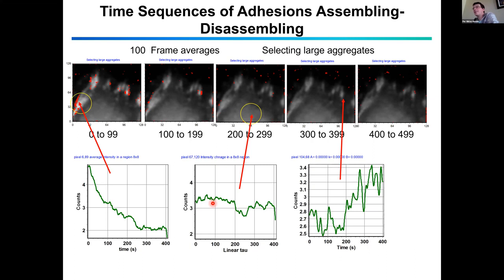If you look at other adhesions, you see that later during the acquisition of the image series, the intensity increased, and you can also see in the chunk of frames 400 to 500 that there are some small spots highlighted in red again that indicates formation of the paxillin clusters.